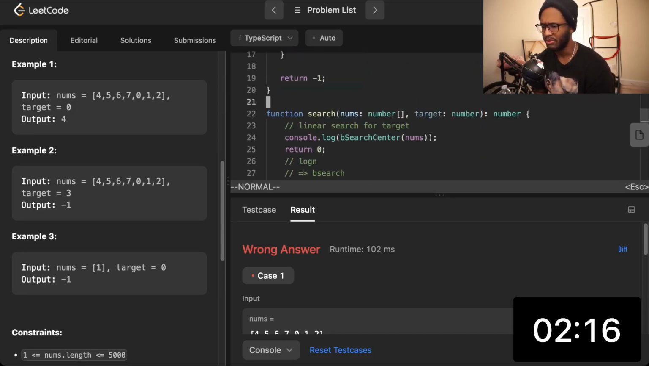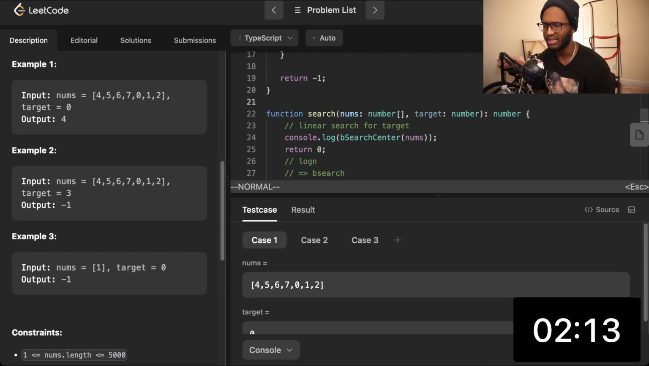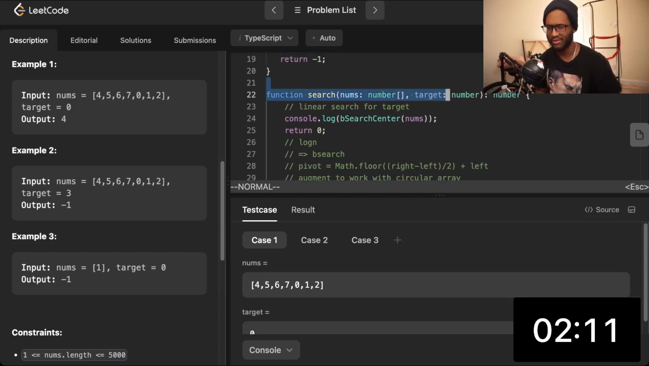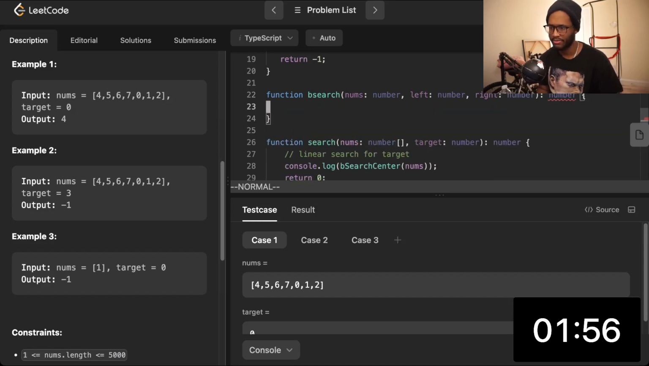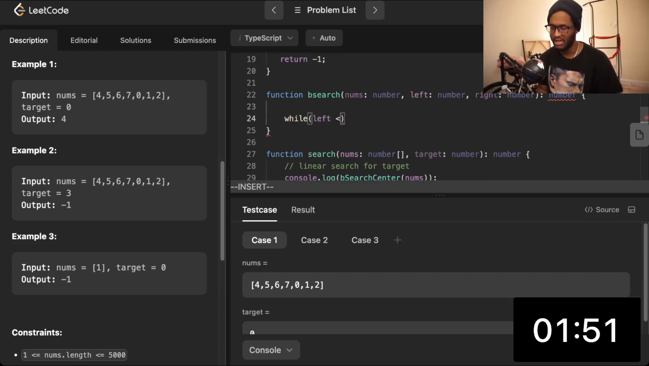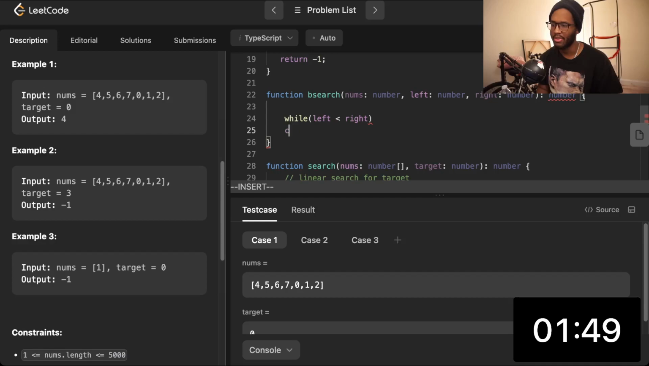Okay, so I think we're pretty much done. I'll reset the test cases. Then we should just have to write a regular binary search. Except in this one, you can give us the left and right values to start with. While left less than right, pivot is equal to math.floor of right minus left over 2 plus left.